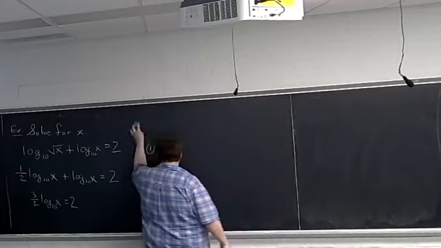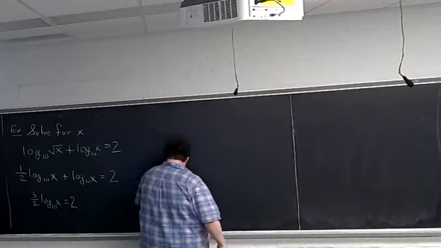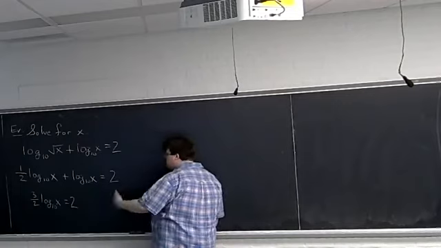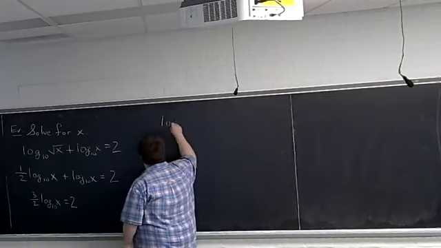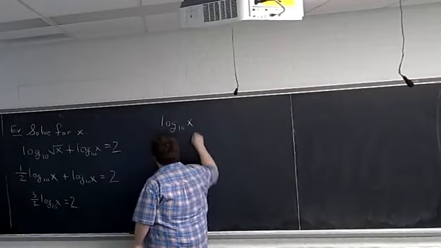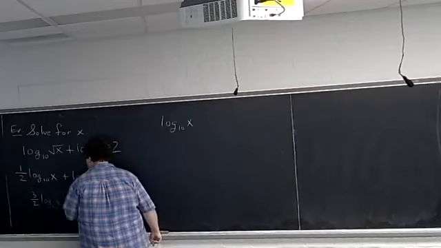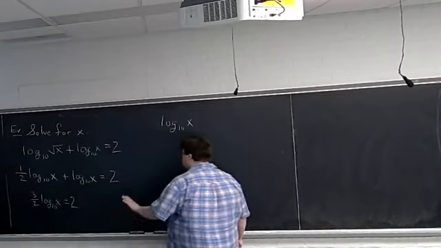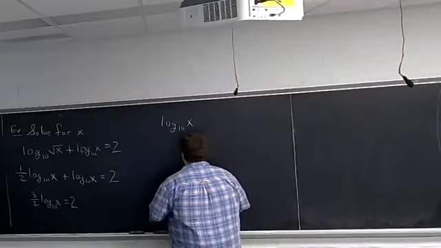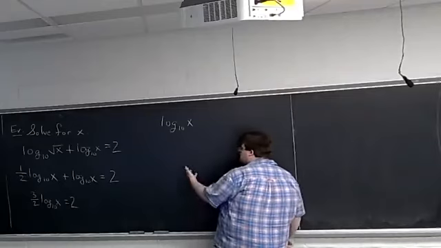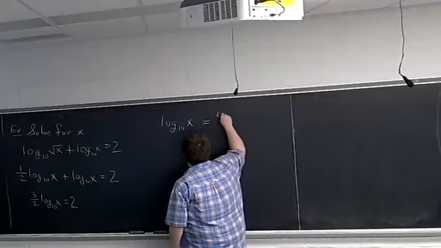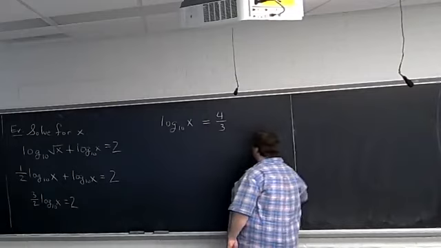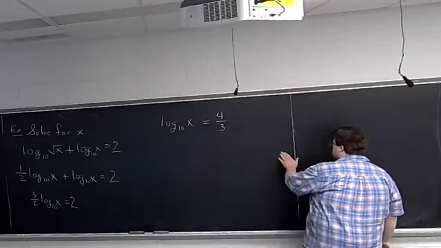Now, how do we solve this? Well, we can move the 3/2 to the other side by multiplying the left and the right by 2/3. 2/3 times the left is logarithm of x with base 10. 2/3 times the right is 2/3 times 2, which is 4/3.